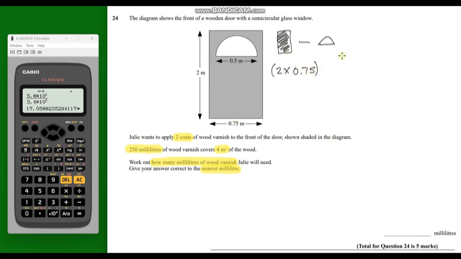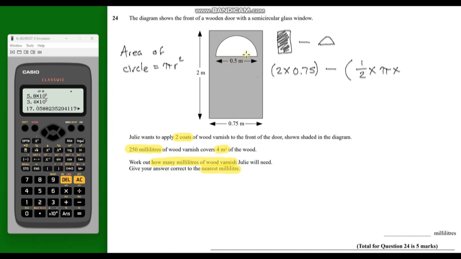That's going to be this here. And then the area of a semicircle, well, we're just going to calculate the area of a circle and then half it. Now, an area of a circle is pi r squared. Let's write that down. Area of a circle is equal to pi r squared. So it's just going to be half pi r squared. If I put that in brackets, it's going to be a half times pi times our radius squared.